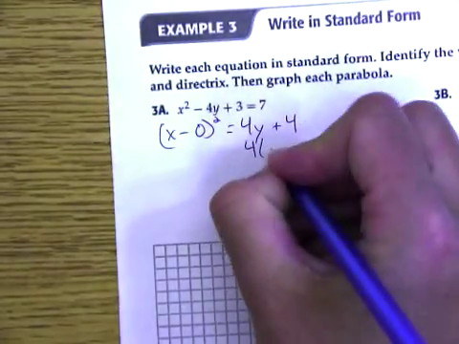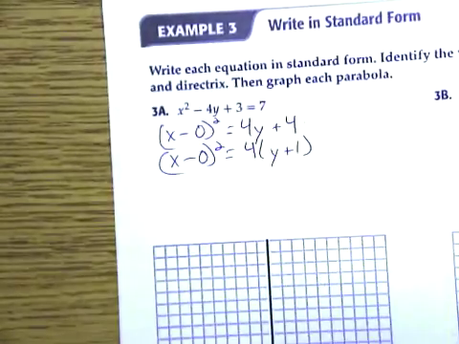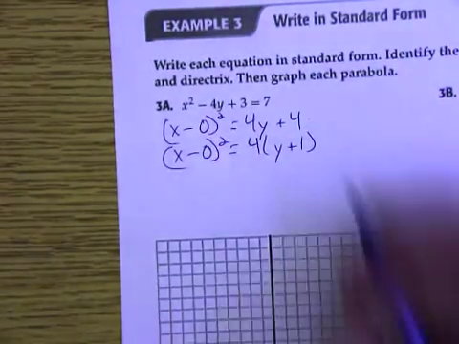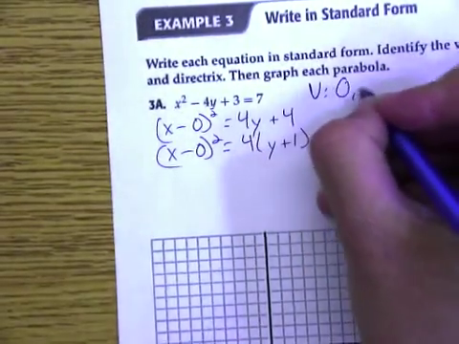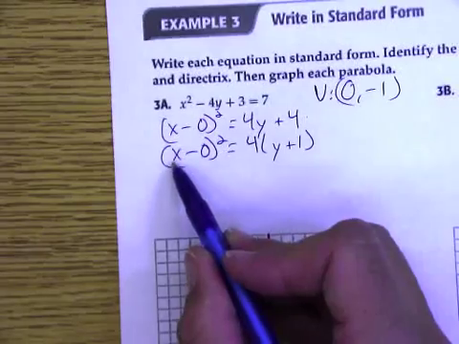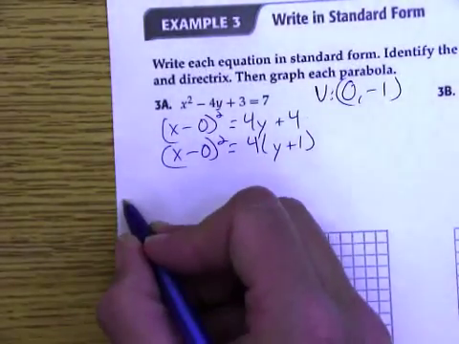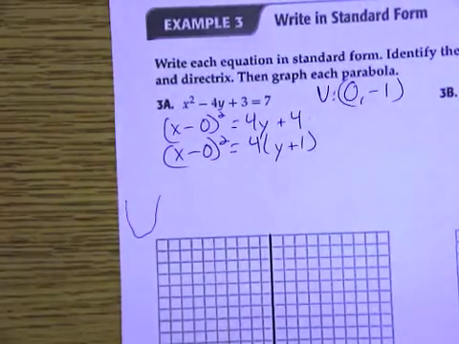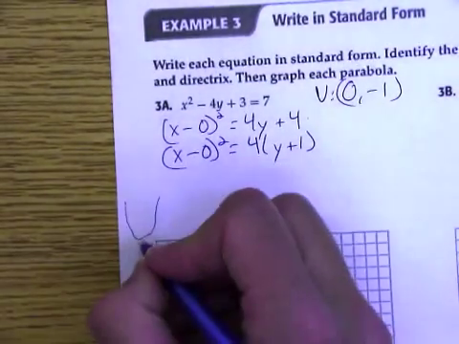Let's again consider what this equation is supposed to look like. 4 times a number, and that number could be 1, and then y minus k. So notice how 4 is a common factor here. That's convenient. I'm going to factor that 4 out and get y plus 1. So that means my vertex, once again staring at me, is 0, negative 1.